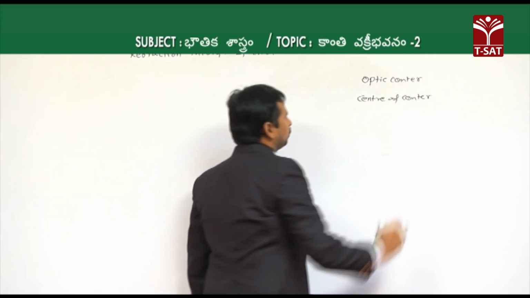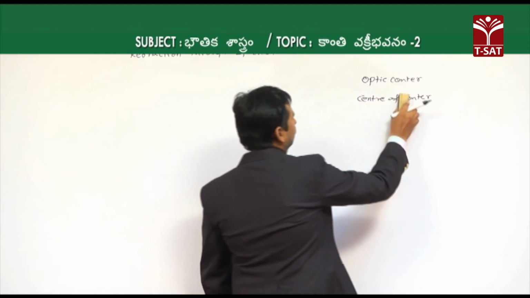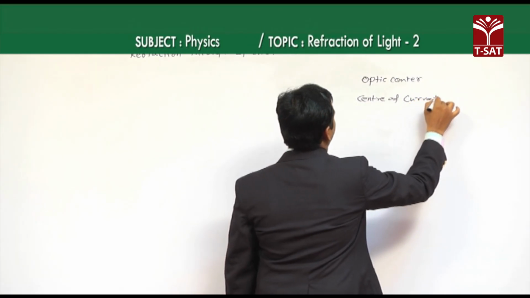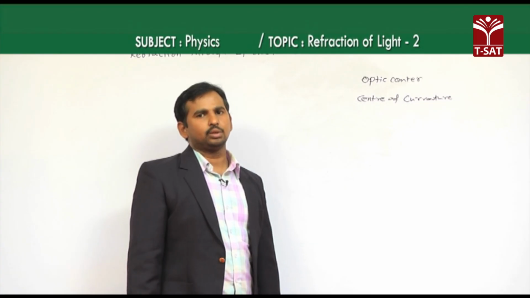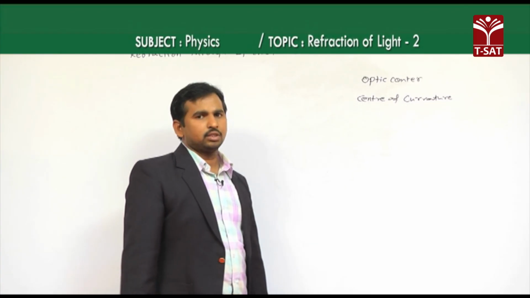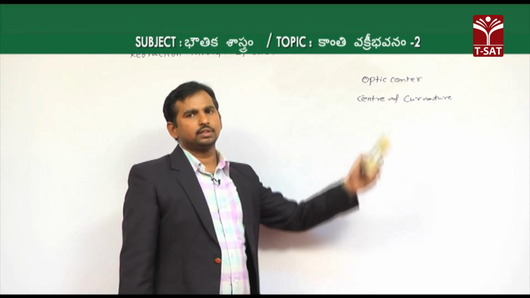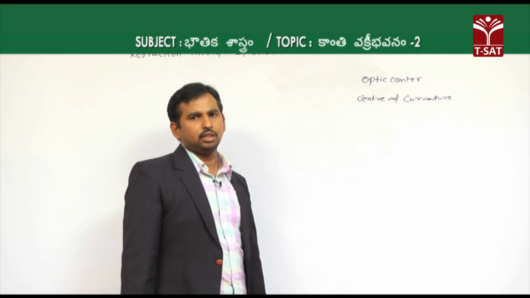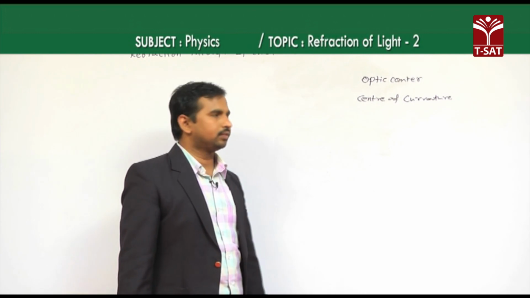Actually this is the geometric center. Now this is the center of curvature. Center of curvature is nothing but the center of the imaginary sphere we are taking, of which our lens is a part. So the center of curvature is the center of the imaginary sphere of which our lens is a part.